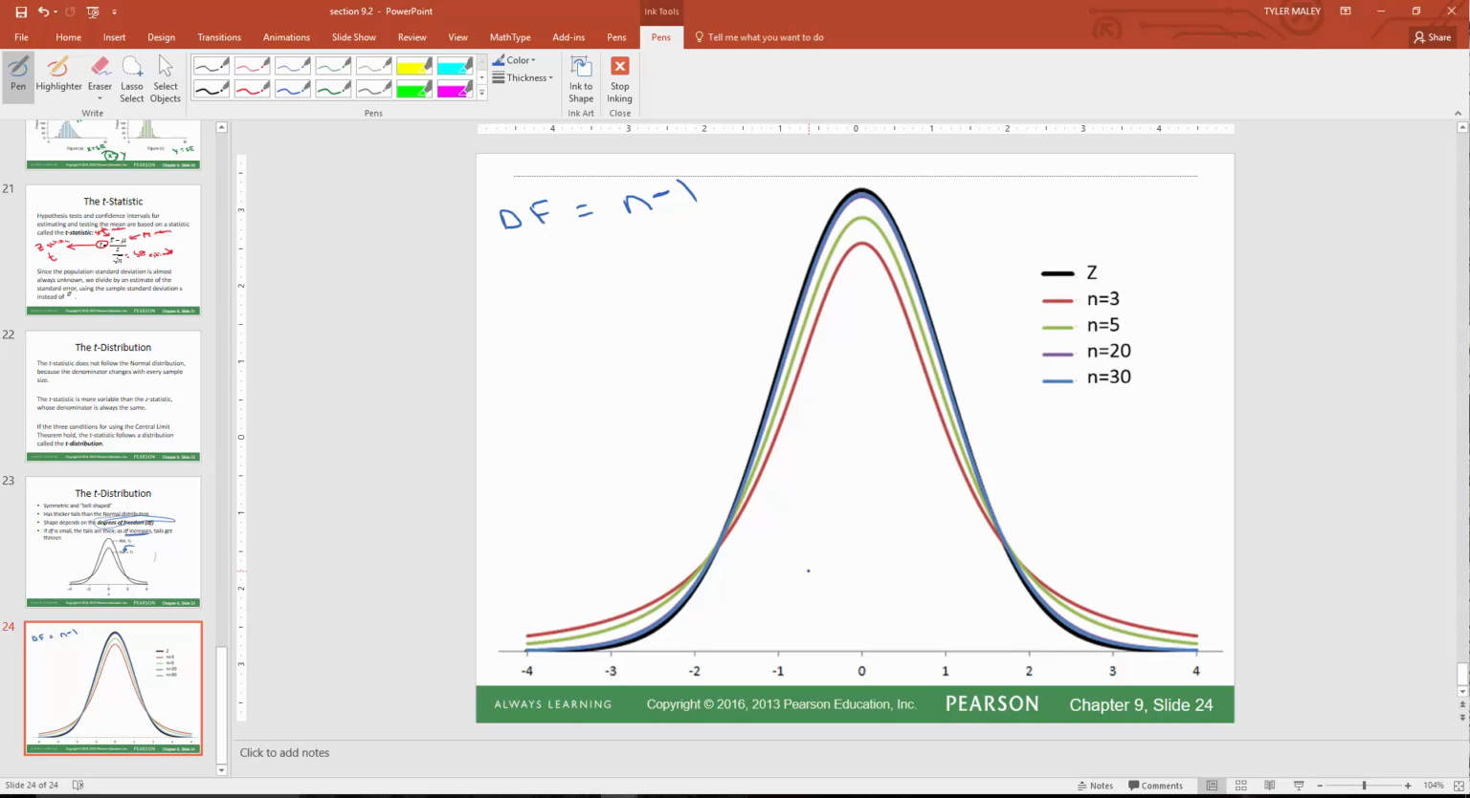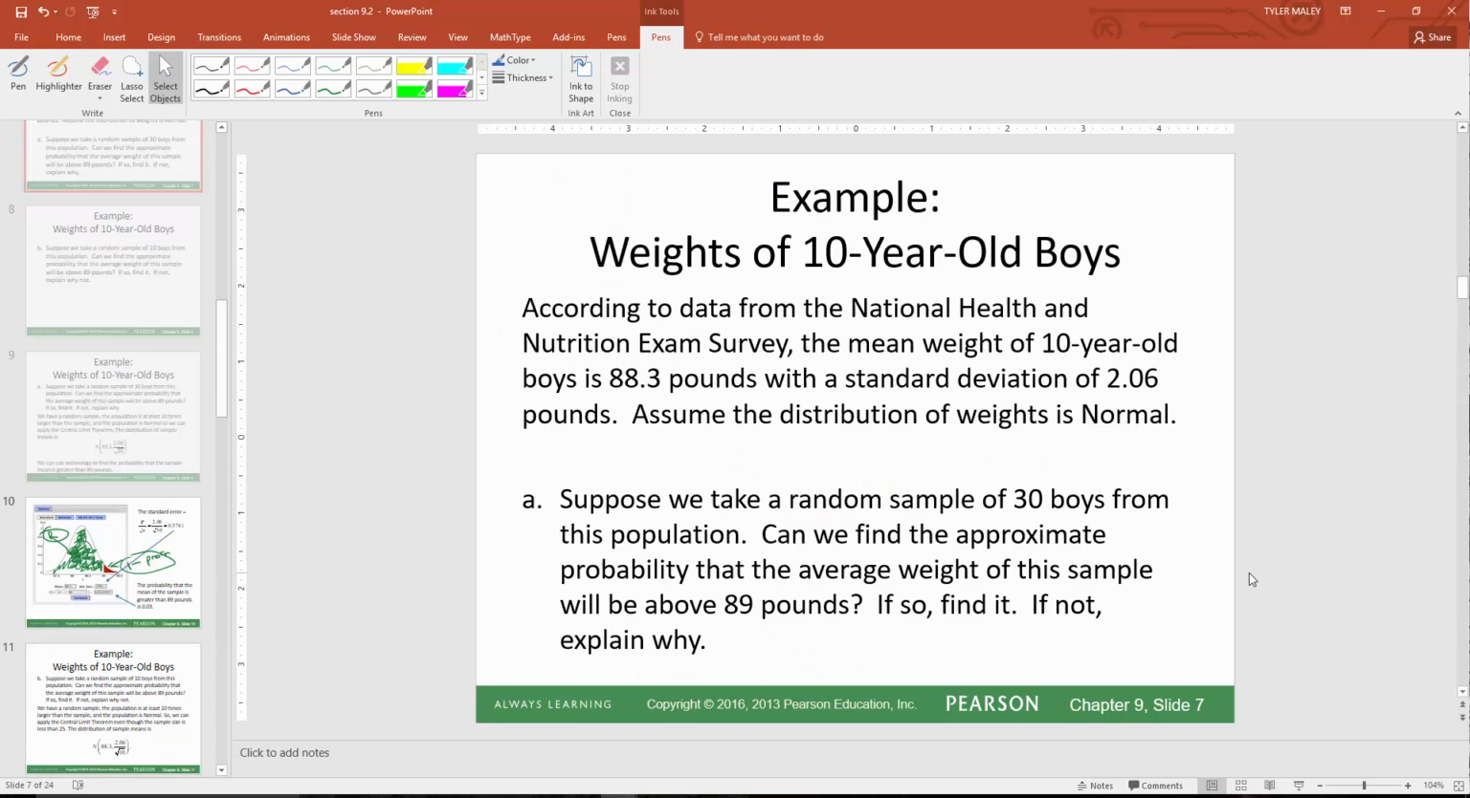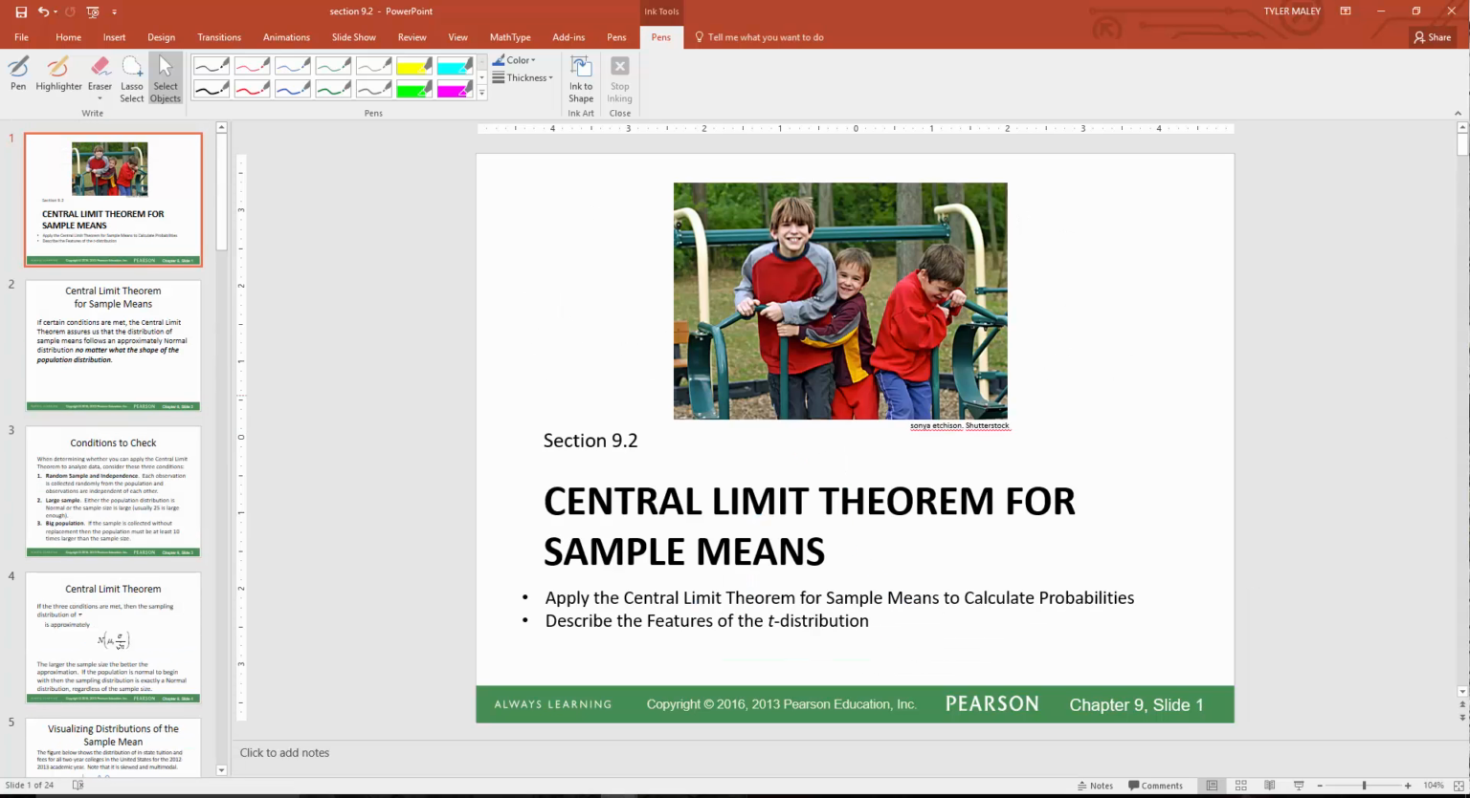So there is the central limit theorem for a sampling distribution of the population mean, right? So central limit theorem for sample means.